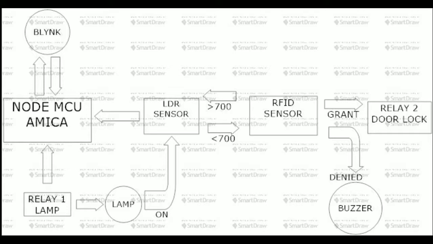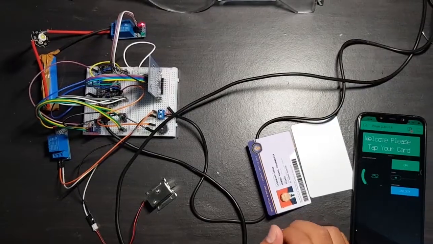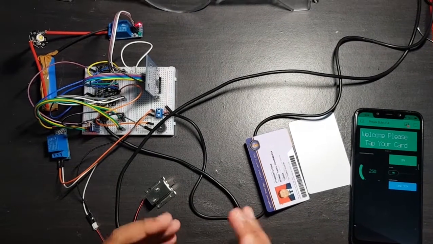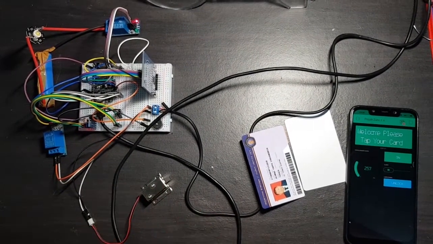How about relay 1? Relay 1 is connected to the NodeMCU directly. So we operate relay 1 through the Blynk application, because relay 1 is used for turning on the lamp, so that the LDR sensor can get the value of the light. Okay, then take a look at our project board. Now we will show you how it works and we will demonstrate it.